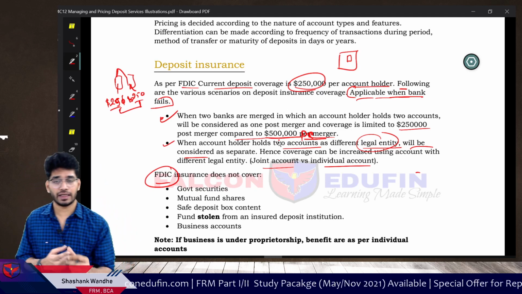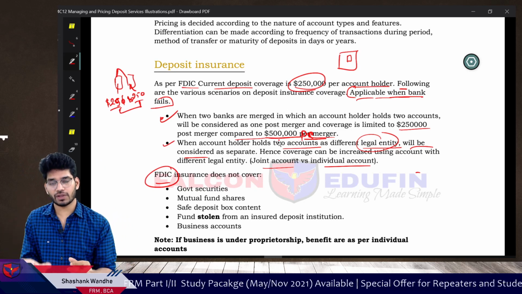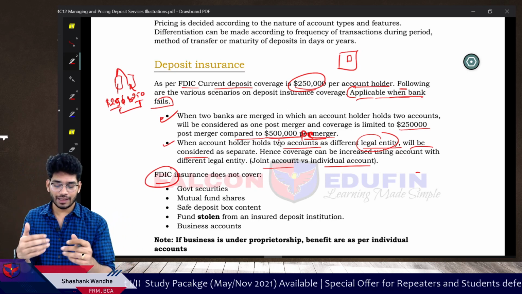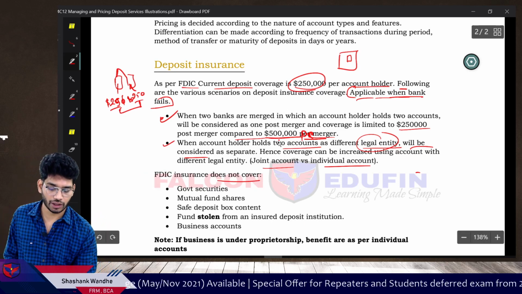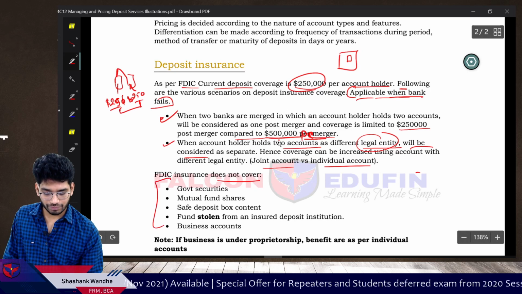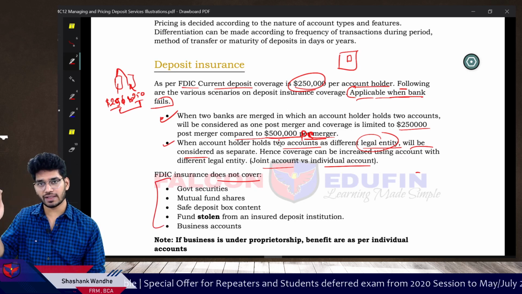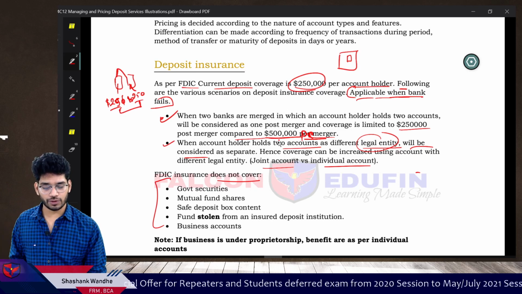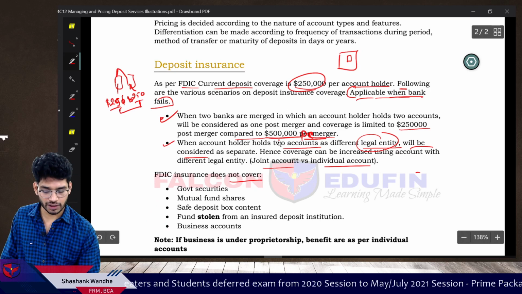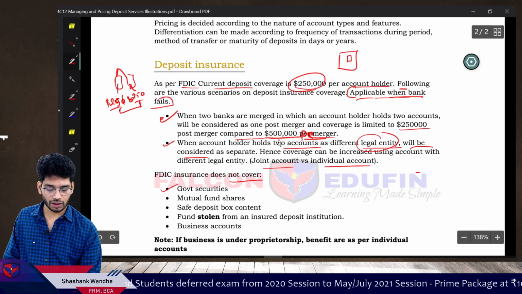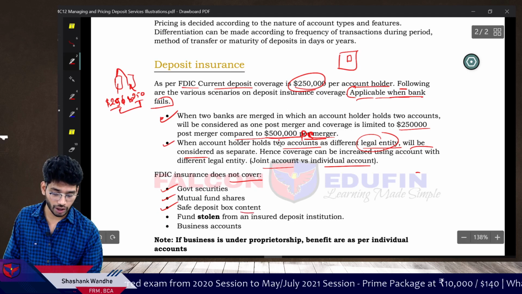Next, in your book, you have a list of two things. One, the FDIC insurance covered list, the accounts in which the FDIC provides insurance, and then you have the list of what FDIC insurance does not cover. The list of accounts covered by the FDIC insurance is very big, so I recommend you read the part on what is not covered. Government securities are not covered, mutual fund shares are not covered, and safe deposit box contents are not covered.